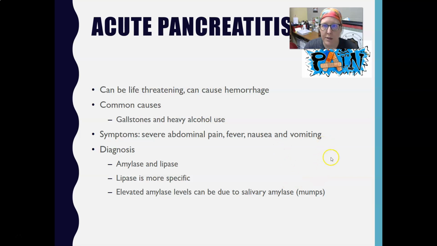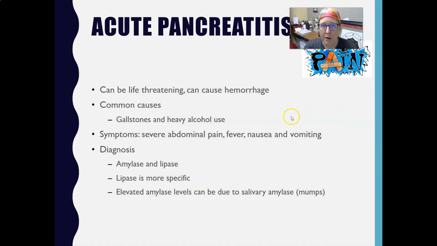All right, so let's get a little bit more on acute pancreatitis. One of the hallmarks of acute pancreatitis is strong pain. It's abdominal pain that you can't ignore. It's really severe. You can have fever, nausea, and vomiting also with it. And if it is not taken care of, it can be life-threatening, and it can cause massive hemorrhage.